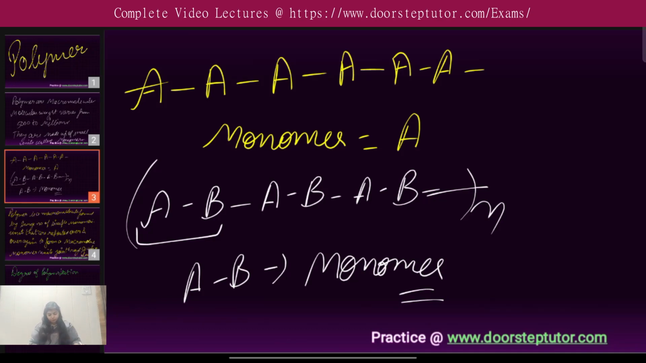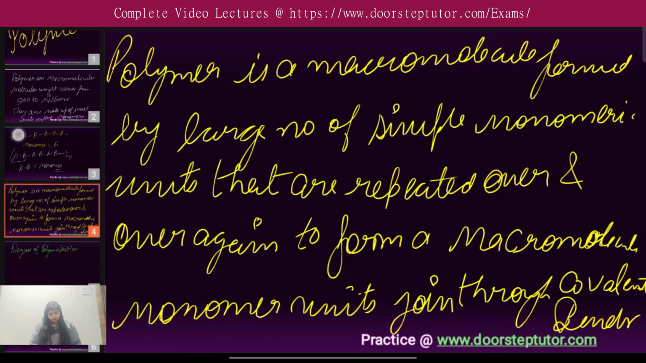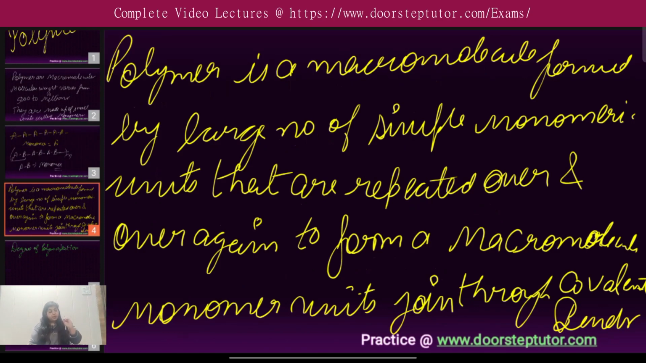Okay, so I have written a definition for this. That is, a polymer is a macromolecule that is formed by a large number of simple monomeric units. This is what we have seen, that are repeated over and over again. That means they were repeating over and over again, okay, to form a macromolecule. That means to form a large molecule. Okay, the monomeric units are joined together through a covalent bond.